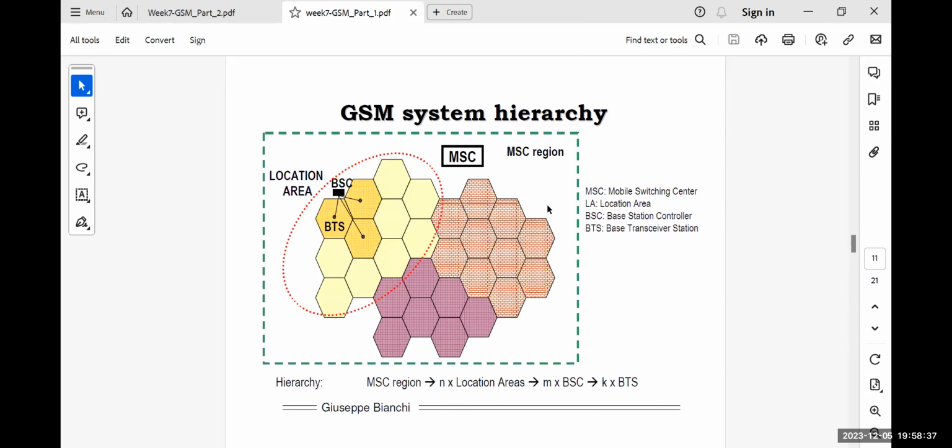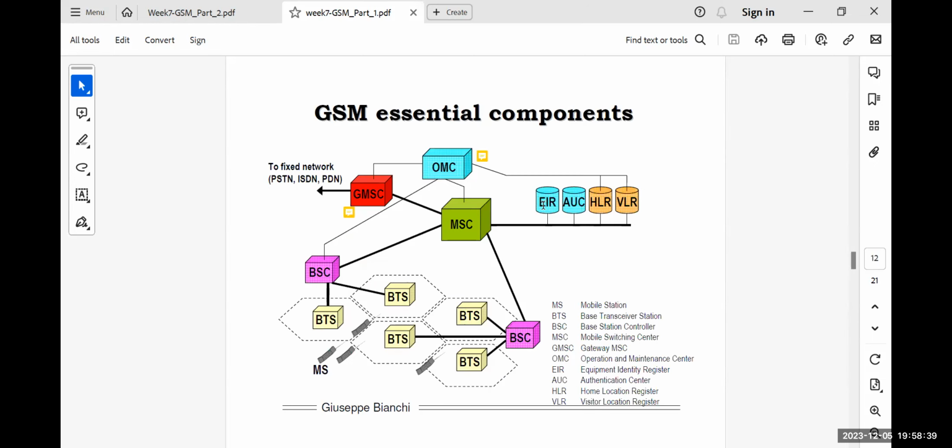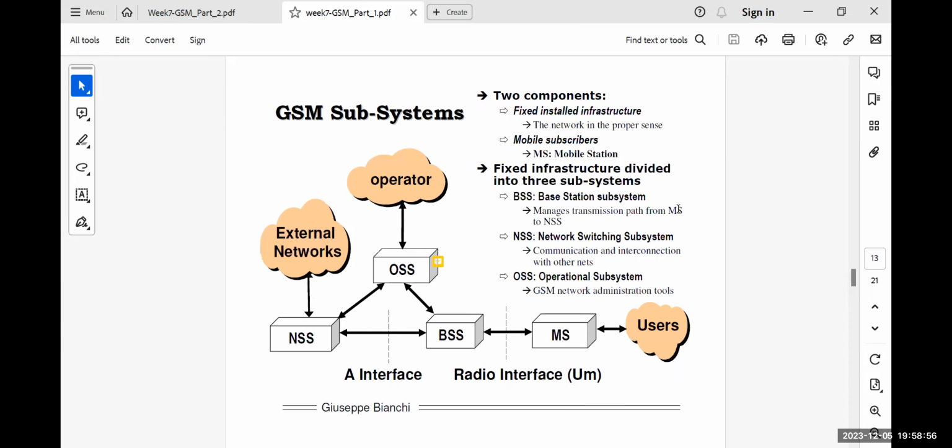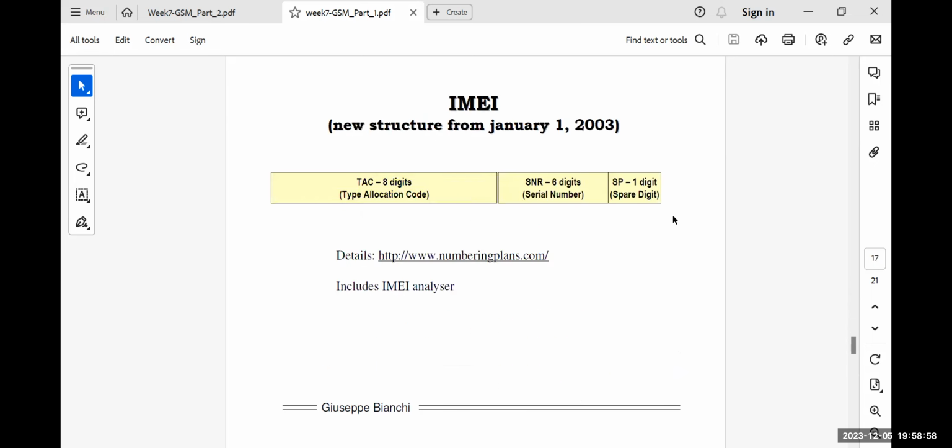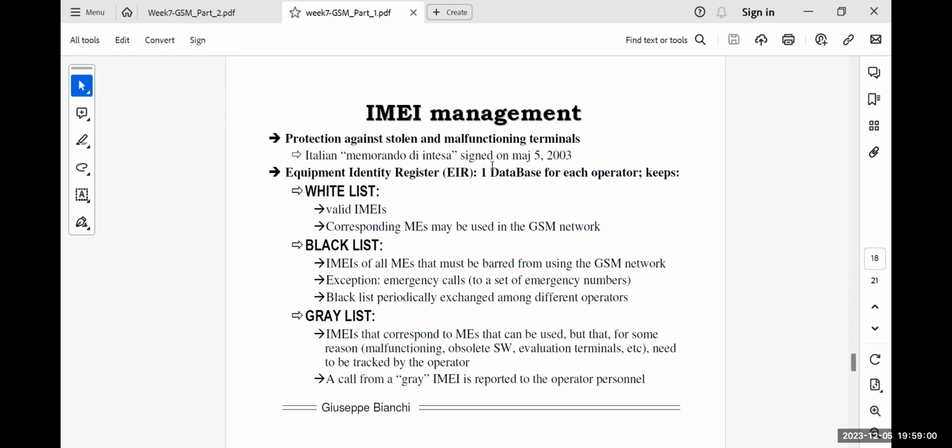This is the equipment identity register over here that we saw in the last lecture, that is basically connected to the MSC. So in the MSC, in the mobile switching center, you have seen that there is an equipment identity register. So this register basically is very important. In this register, this is basically one database for each operator, right?